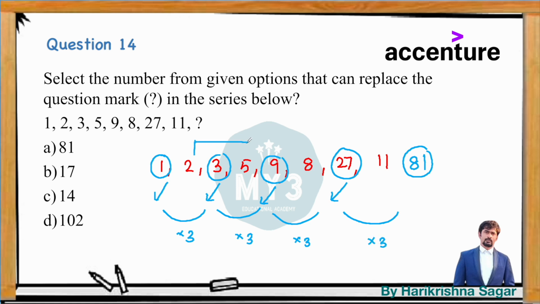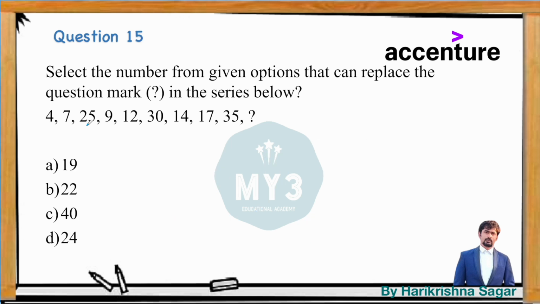What about the other numbers? 2 plus 3 is 5, 5 plus 3 is 8, 8 plus 3 is 11. 11 plus 3 should be 14. But they are asking the next immediate term. The next immediate term is going to be 81. Mark the answer choice as option A here. Hope you are able to understand.